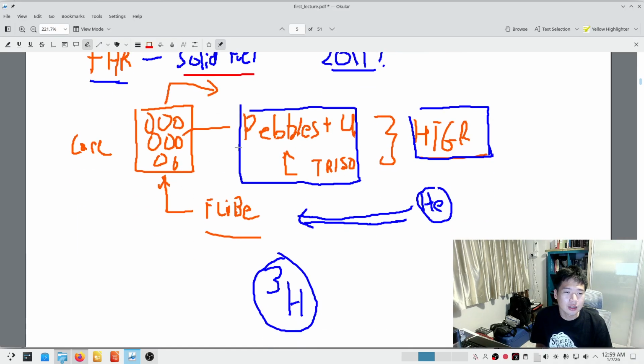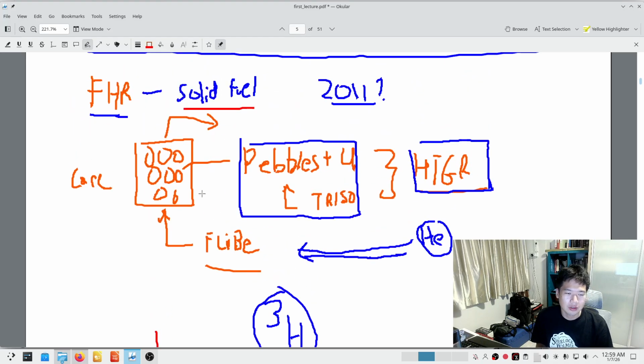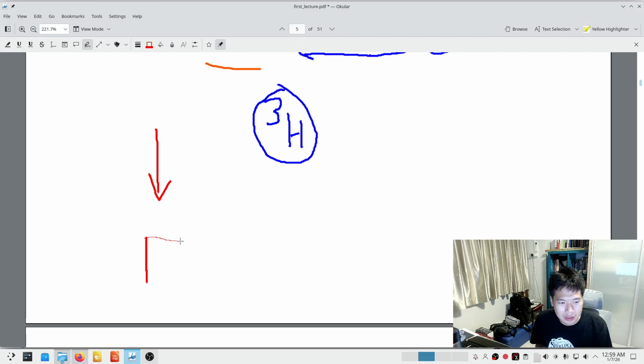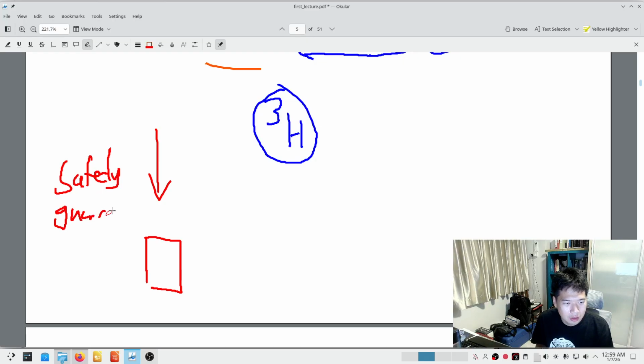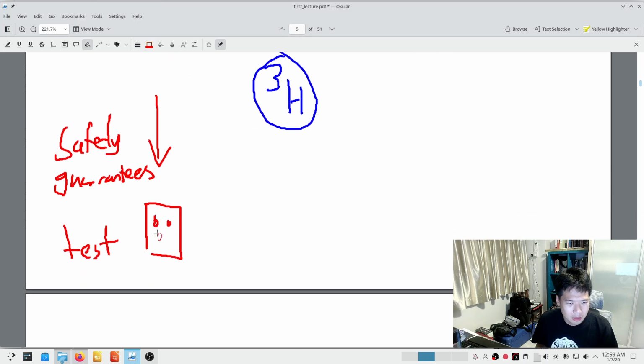Okay. So this is the FHR where I started. For the FHR, you need a lot of testing. Before you can build the FHR, you need to build a lot of test loops to assure the regulatory bodies that there is indeed a level of safety. You need a lot of safety guarantees before you can license. So before you can even build a commercial FHR, you need to build a test reactor first.